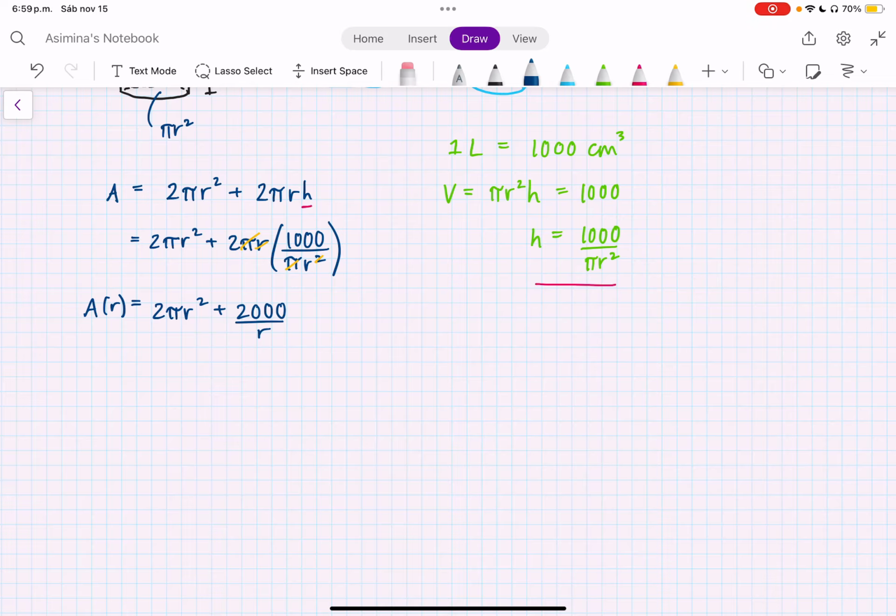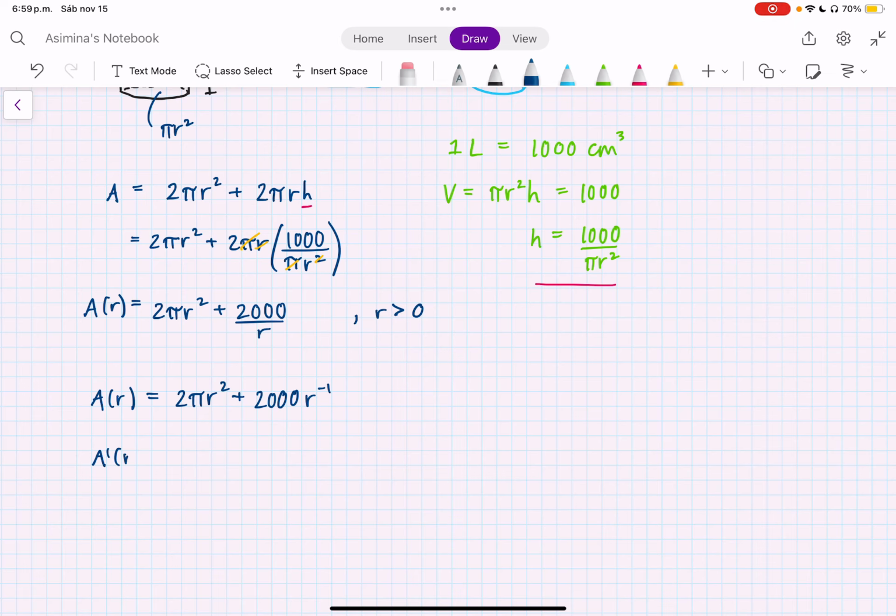Now, what values can r take? Well, it definitely has to be positive, so r is greater than 0, and r can be as large as possible. So there's no maximum value. r is not bounded by anything. We just know that it's positive. So the next thing I'm going to want to do is take the derivative of this function and set it equal to 0. So first I'm going to rewrite A of r as 2 pi r squared plus 2,000 times r to the minus 1. That way it's a bit easier to take the derivative because we can just use the power rule.